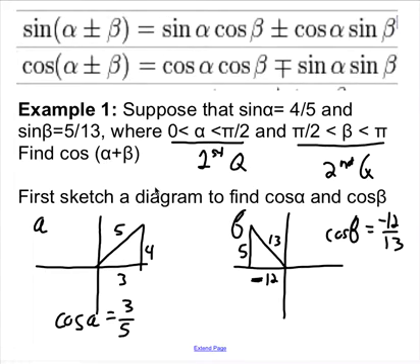So it's very similar to the questions we did in our first unit. Now that they gave us the two sine ratios and I found the two cosine ratios, all I have to do to find cosine of alpha plus beta is plug it into our equation. So I'll put it all together now.